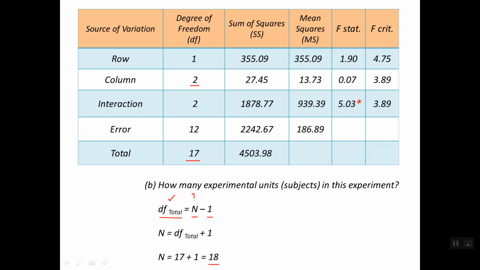And again, if you recall the title of the presentation, you can solve for this question. So we have 2 factors. The first one is the row with 2 levels.